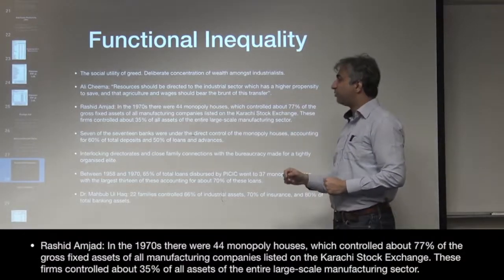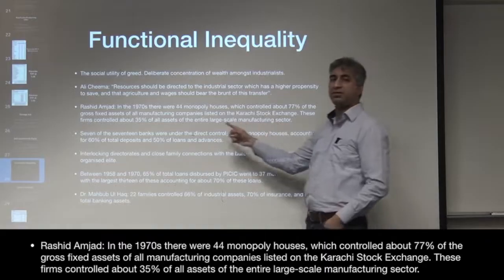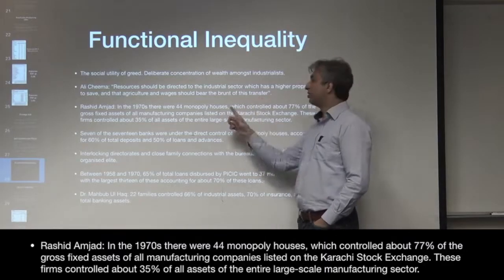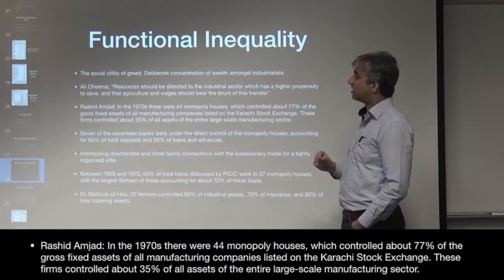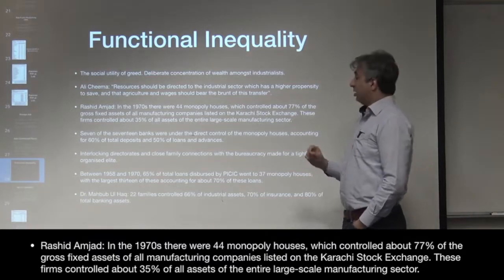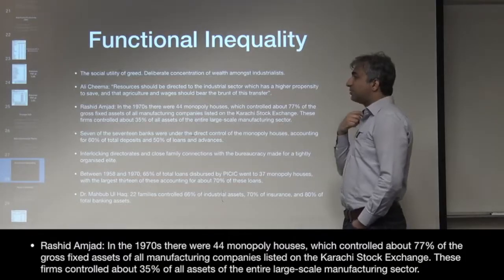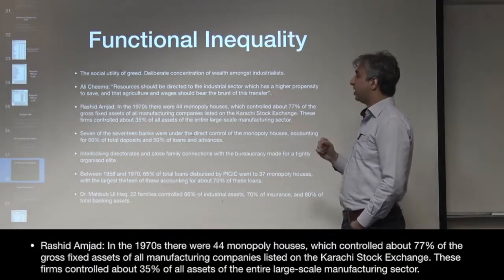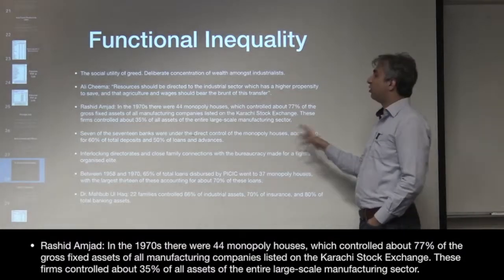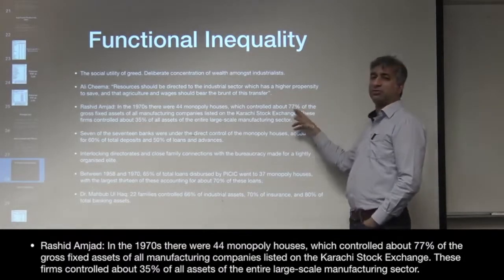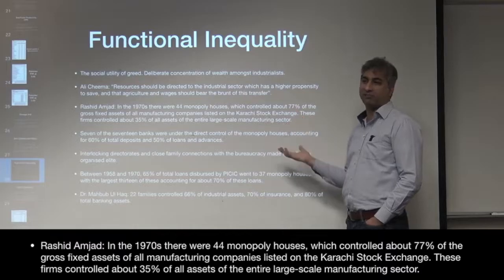Rashid Amjad points out in his very famous study that by the 1970s, there were essentially 44 monopoly houses. They controlled 77% of the gross fixed assets of all manufacturing companies listed on the Karachi Stock Index. These firms controlled 35% of all assets of the entire large-scale manufacturing sector. So 44 companies controlled nearly 80% of industry.